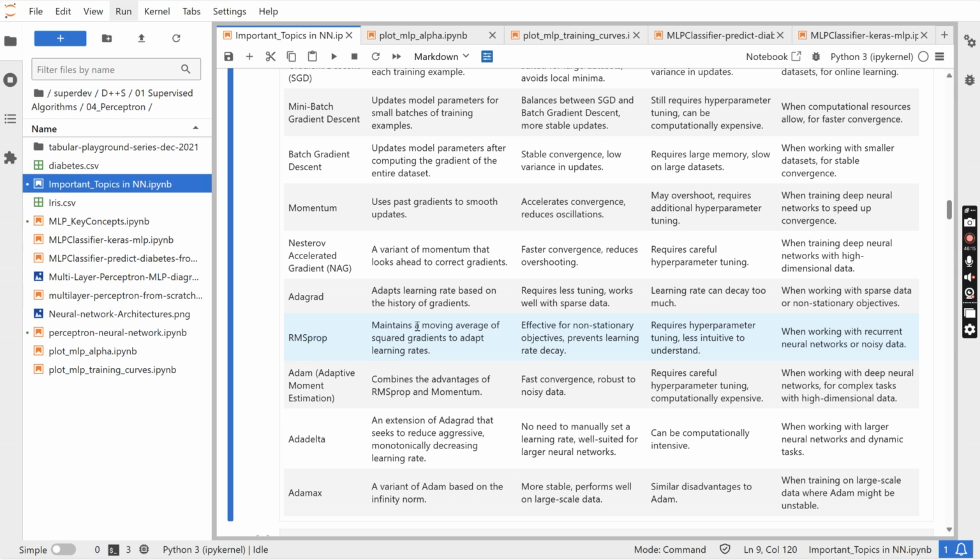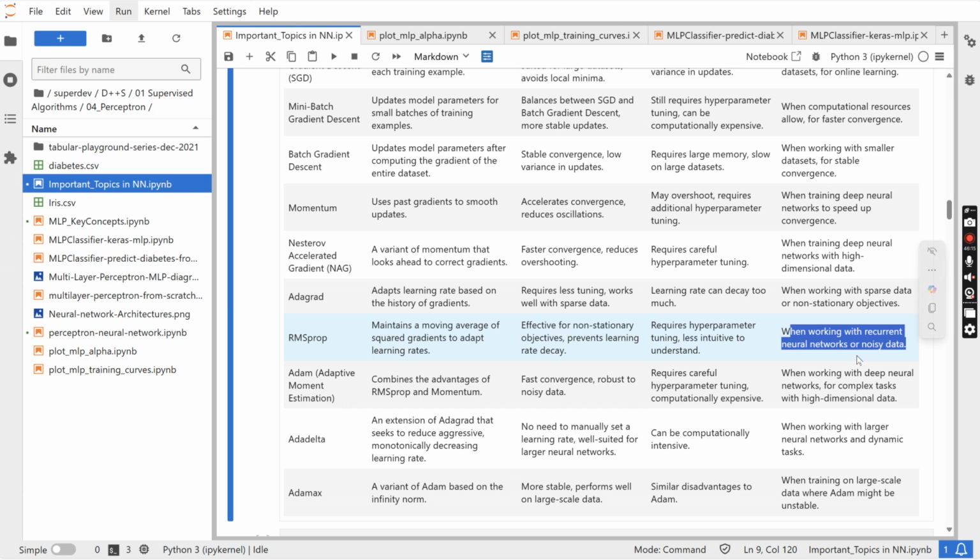So it means instead of only calculating the gradient, it will calculate the moving average of squared gradients. This helps in adapting to various learning rates, and it is effective for non-stationary objectives and prevents learning rate decay. So whatever the problem suffered by AdaGrad is solved by RMSprop. Okay, this also requires careful hyperparameter tuning and is very difficult to understand. And you should use it when you work with recurrent neural networks or any noisy data.